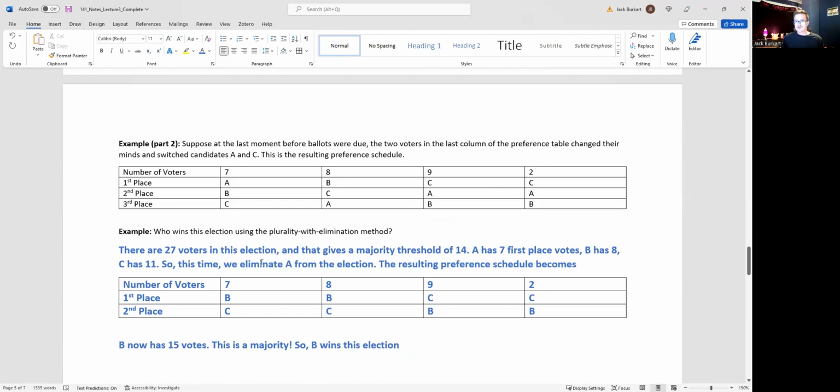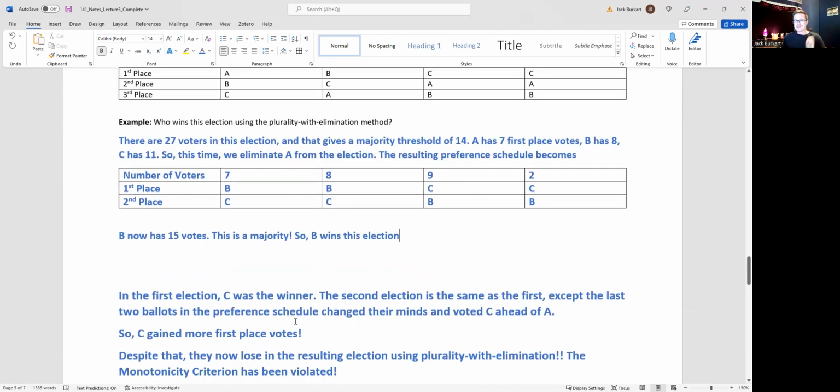No candidate has a majority, so we need to eliminate the candidate with the fewest first place votes, so we eliminate A. After we eliminate A, their first place votes are transferred to candidate B instead. If we look at the new preference schedule and calculate the winner using the plurality method after this first round of elimination, we'll see that B now has 15 votes, and that is a majority. So in this case, B wins the election.